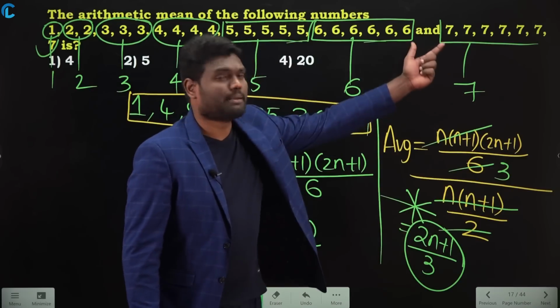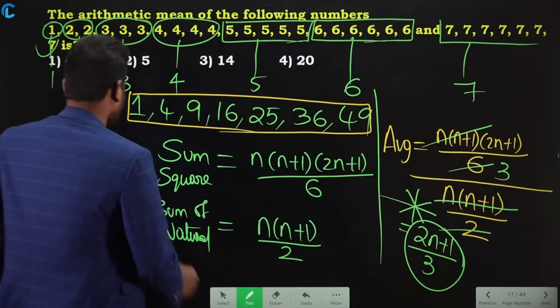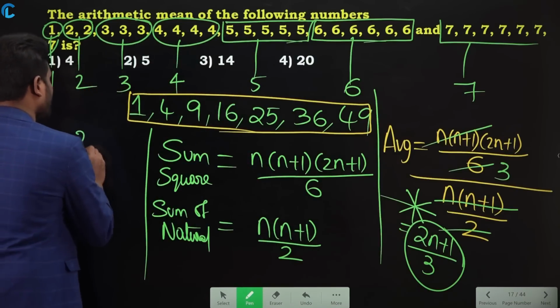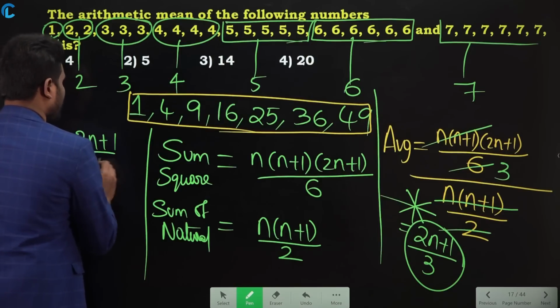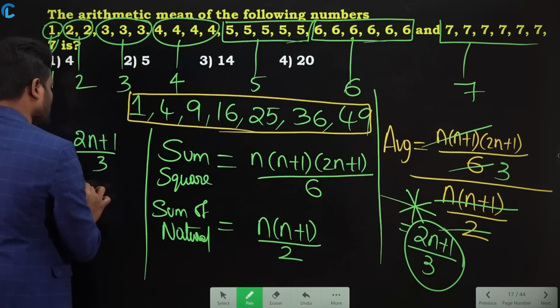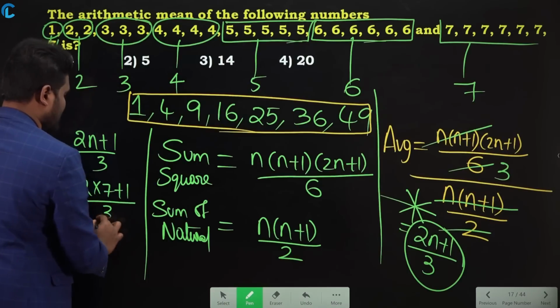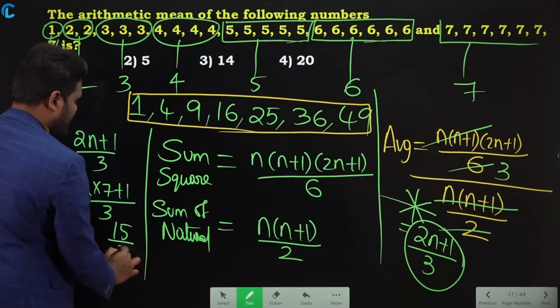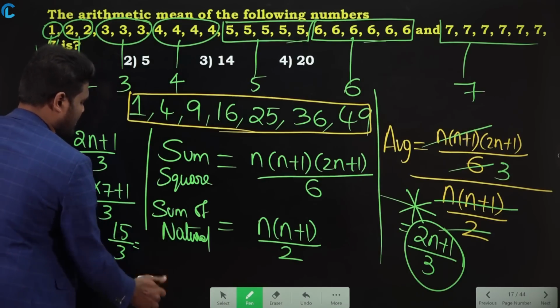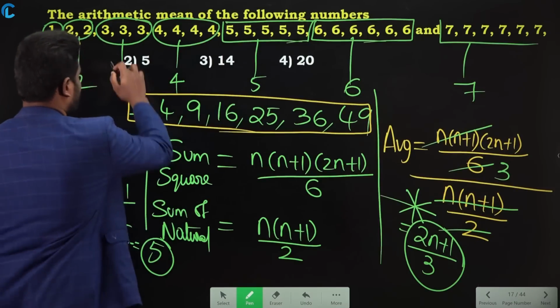n is nothing but the maximum value that you have. So in this question, when you calculate 2n plus 1 by 3, the n value is 7. So this is going to be 2 into 7 plus 1 by 3. That is 15 by 3, which is nothing but 5. So we can say that the answer for this question is 5.